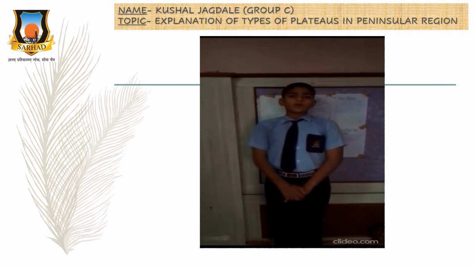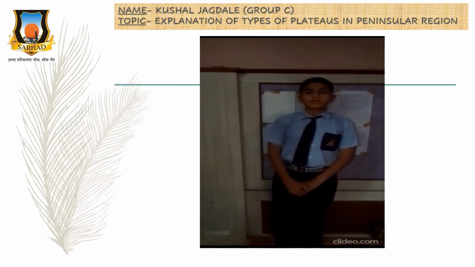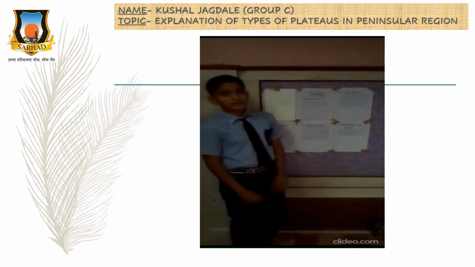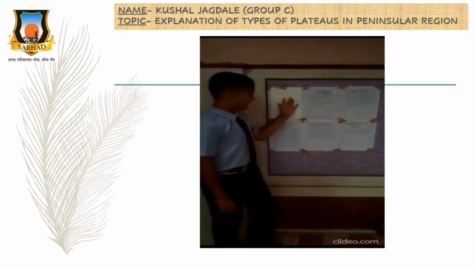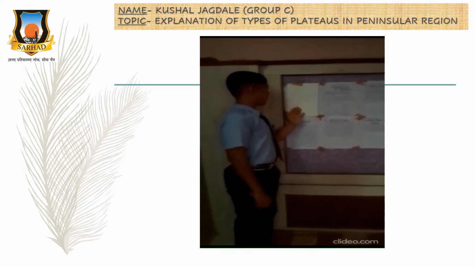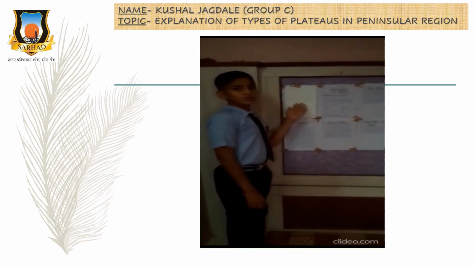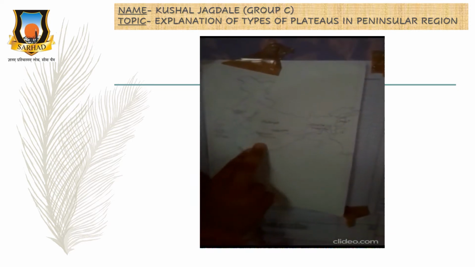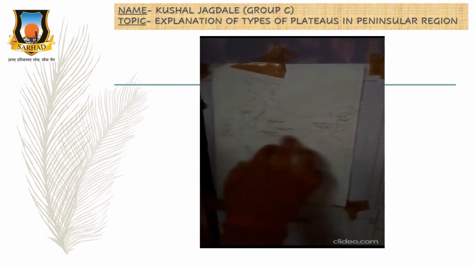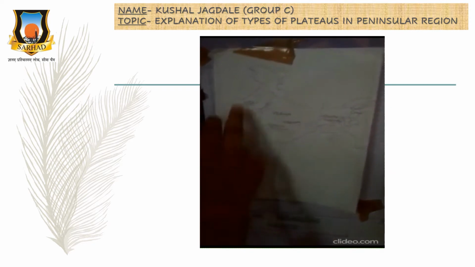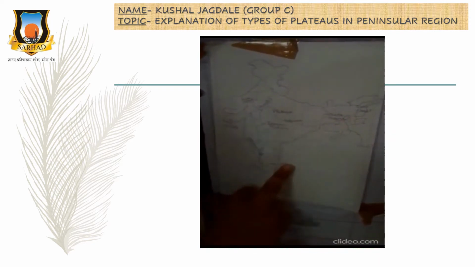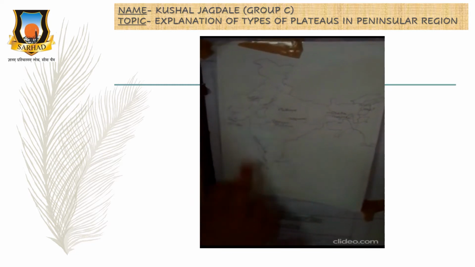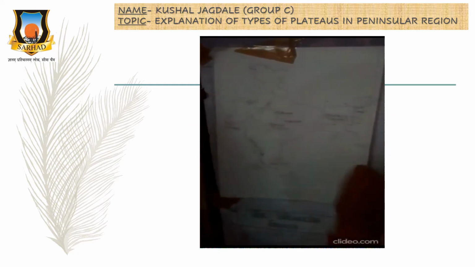I am going to explain today my art integration project, in which my group leader told me to draw a map of India and to mark plateaus. So I have marked the plateaus: the Deccan Plateau, the Western Ghats, the Peninsular Plateau, the Range of Kutch, the Thar Desert, and the Cardamom Hills. So let's see now the first topic.